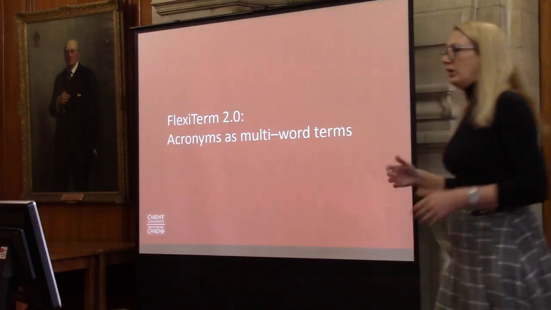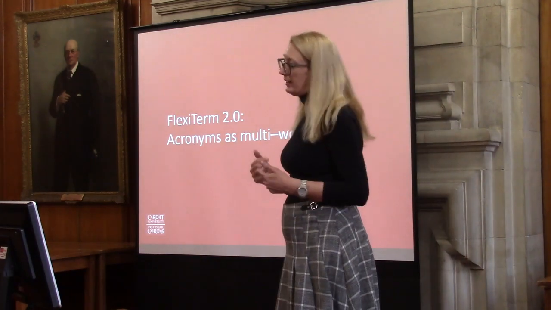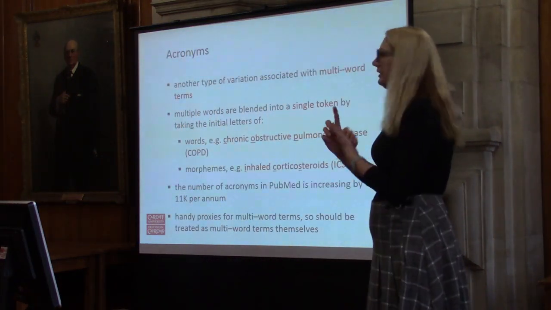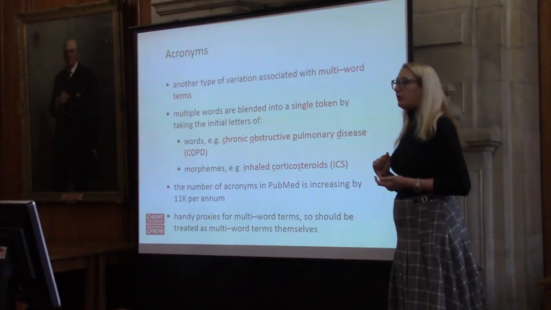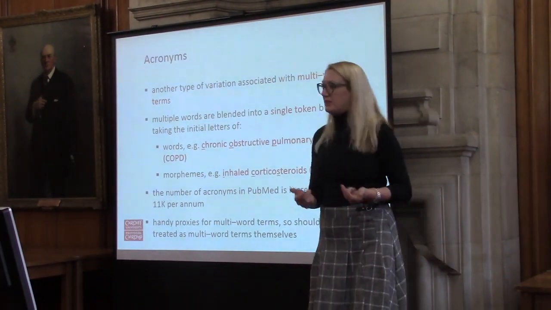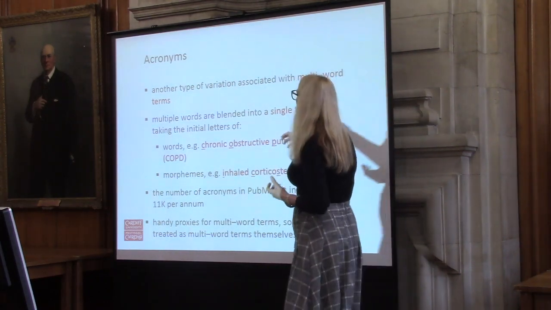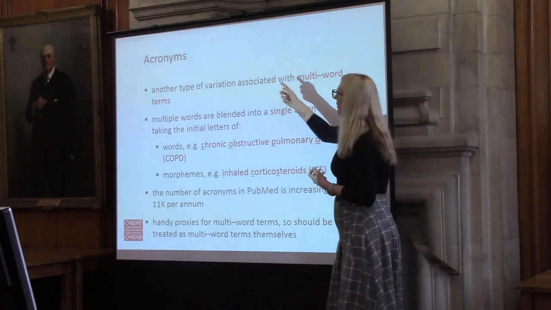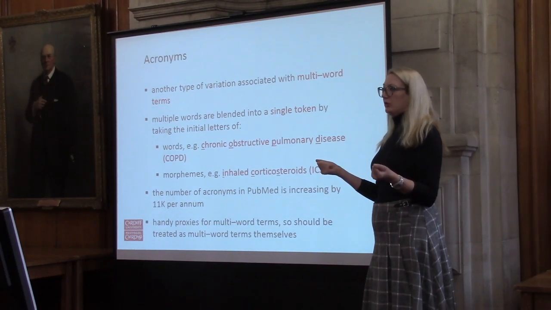So before I show you a different evaluation, I'll introduce the latest addition to Flexiterm. So what we noticed, that yes, we have orthographic, morphological, syntactic variation, but we have also lots of acronyms. Acronyms are also a type of term variation because it's a different way to refer to a concept. So in acronyms, multiple words are blended into a single token, and this is where the problem begins. An acronym is a single token, single word, but in effect, it's a combination of different words.